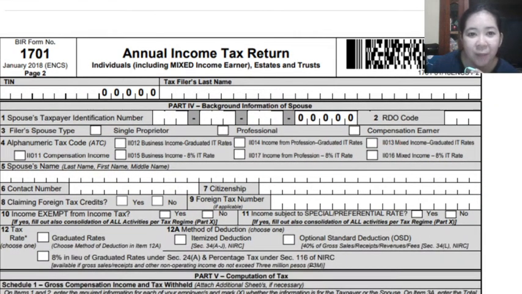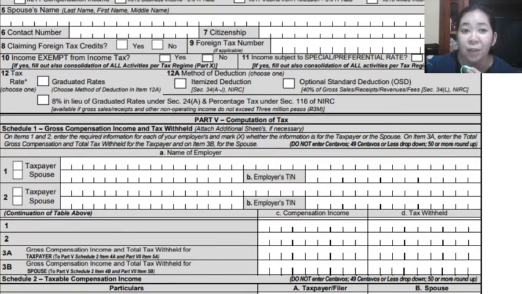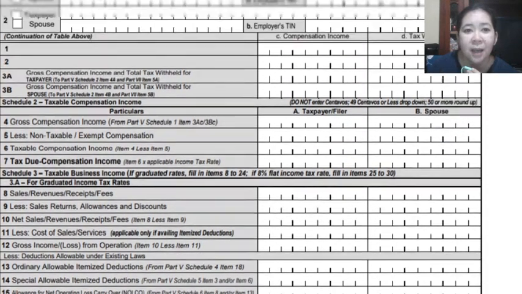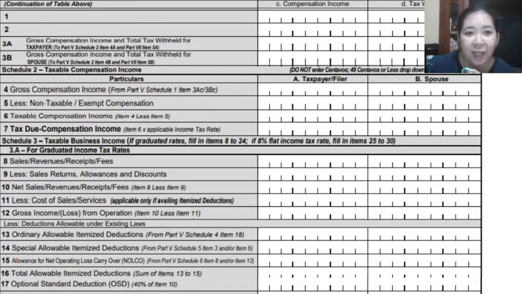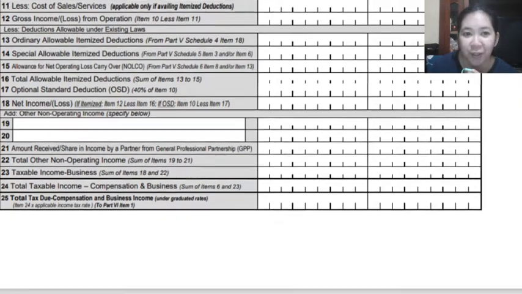We also have here on page 2 the tax filer's last name. Part 4 is the background or information of the spouse, in case they will file a combined ITR. Part 5 is the computation of the tax. This one is for the compensation income, and another is for the business income, if the taxpayer is a mixed earner.